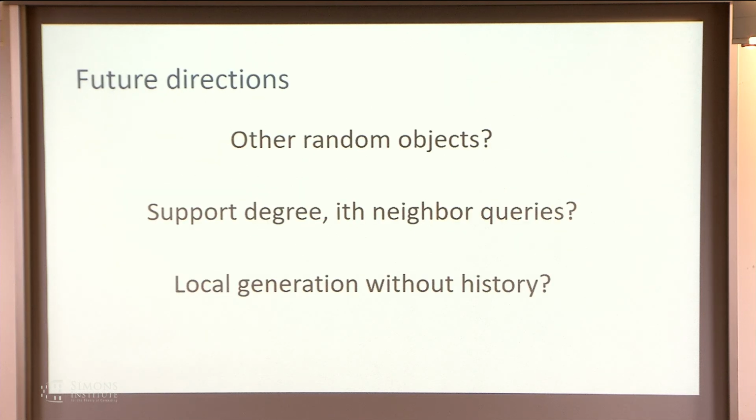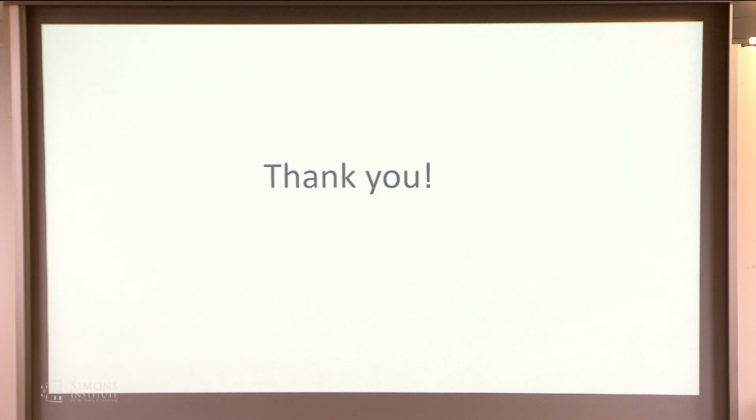Okay, so future directions. What about other random objects? Many have been studied, but many haven't. And what about supporting degree and ith neighbor queries in more dense graphs? And what about local generation without history? So those are the questions, and thank you.